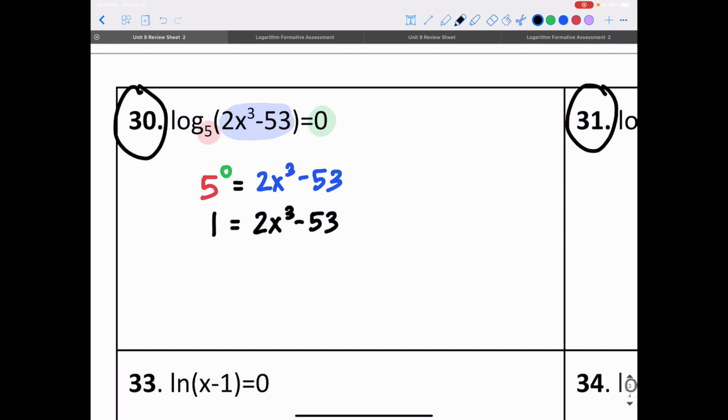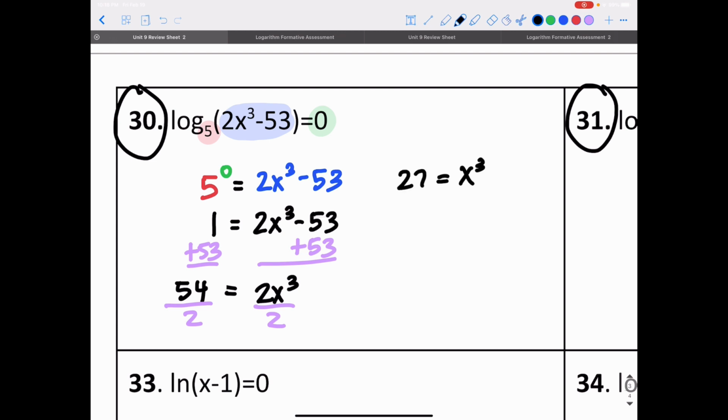From here, I'm going to add 53 on both sides of this equation. I'm going to end up with 2x cubed is equal to 54. I'm going to divide both sides by 2 to get that x cubed by itself, and eventually the x by itself. I'll have x cubed is equal to 27. Taking the cube root of both sides, I'm going to see that x is equal to the cube root of 27, which is 3. So my answer is x is equal to 3.